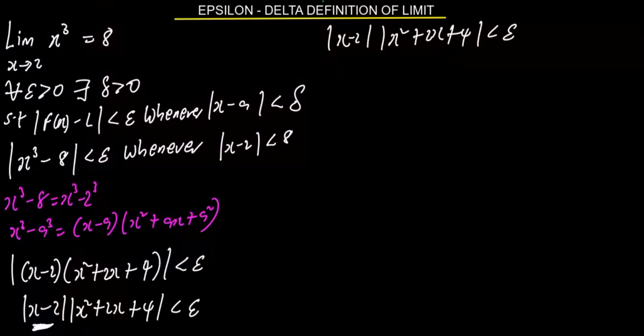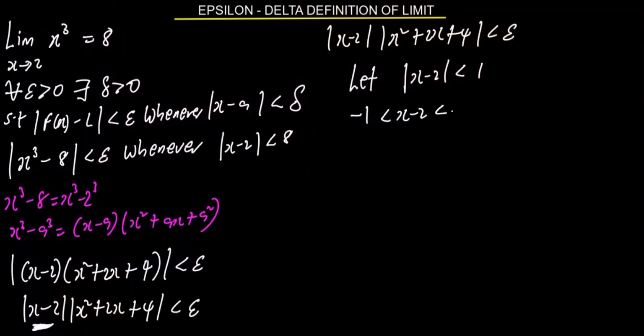Okay, what do we do? Well, let me assume this approach. Let absolute value of x minus 2 be less than, remember our former approach, we make it less than 1. It means that from here I can say minus 1 less than x minus 2 less than 1. Now from here, remember, see what I'm having, and I want to know what this one is less than.